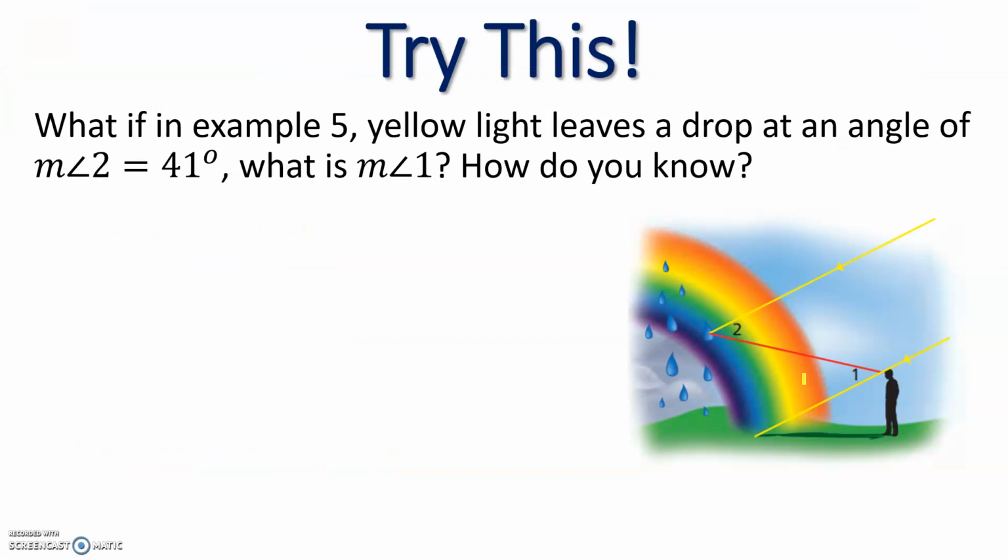Now it's your turn. What if in example 5, the yellow light leaves a drop at an angle of 41 degrees? What is the measure of angle 1? How do you know? Pause the video, give it a try.